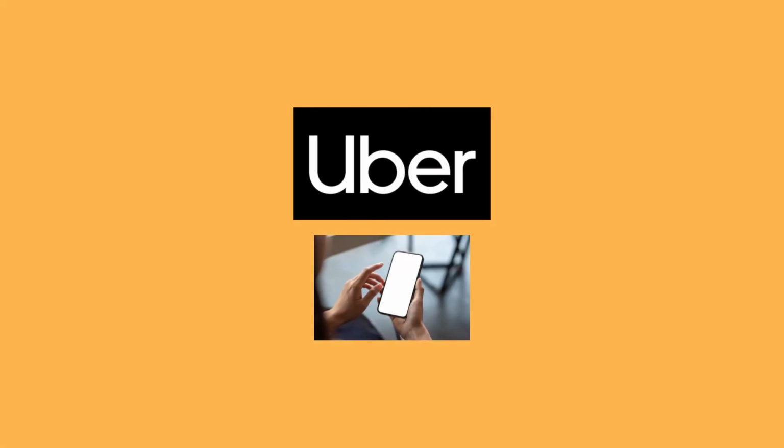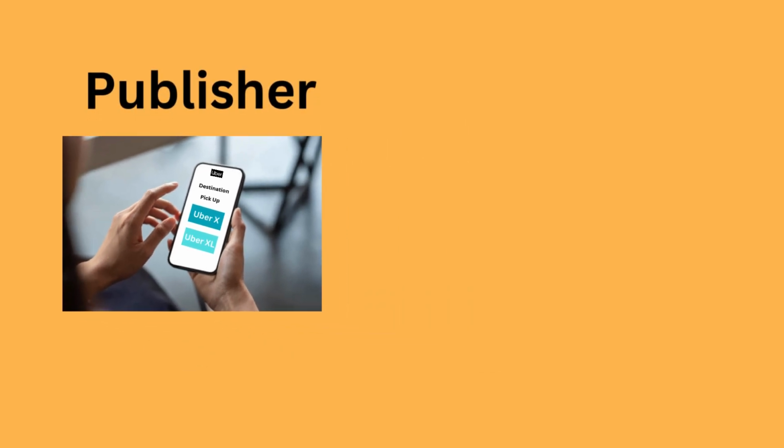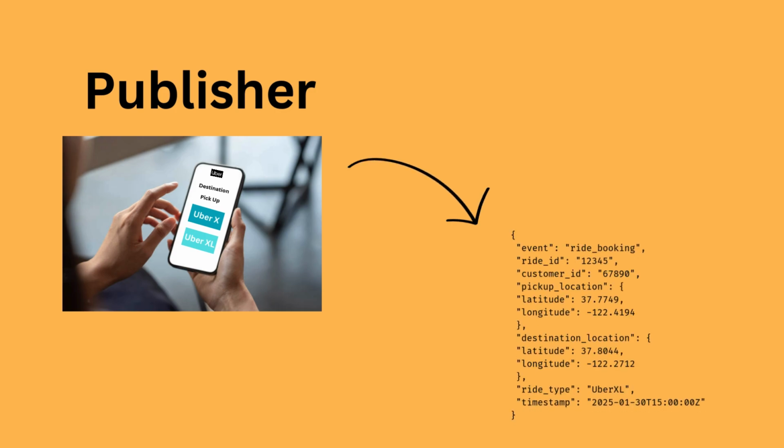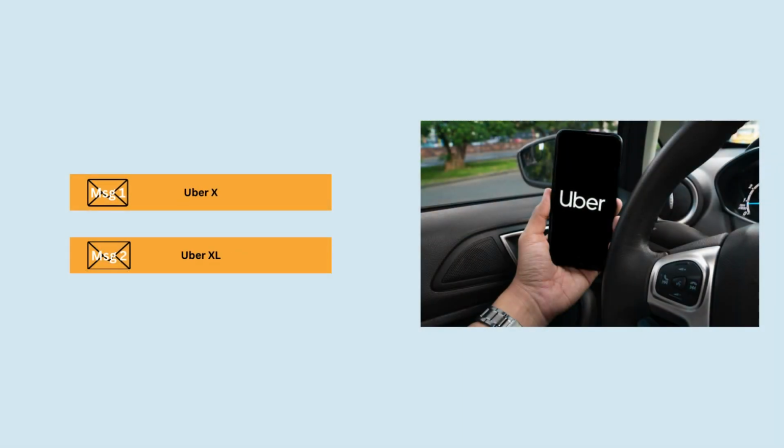So, when we book a ride, first we fill in the destination, the pickup location, and the type of ride they need, like Uber X or Uber XL. Here, our app is the publisher. Then the ride data, which is the message, has to fall into its own partition or category, which is called a topic. So the topic for this scenario can be the type of ride, like Uber X or Uber XL. Then the drivers get a notification in their Uber app saying that there's a ride and these are the details. So the drivers become the subscribers.